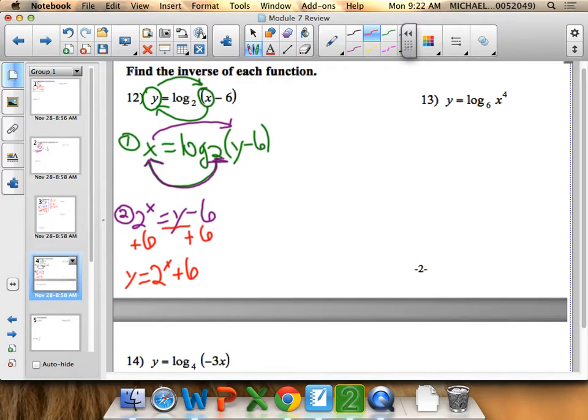And then finally, the third and final step of finding the inverse is rewriting the inverse notation. F negative 1 of x, or the inverse of x, equals 2 to the x plus 6. And I'm done.